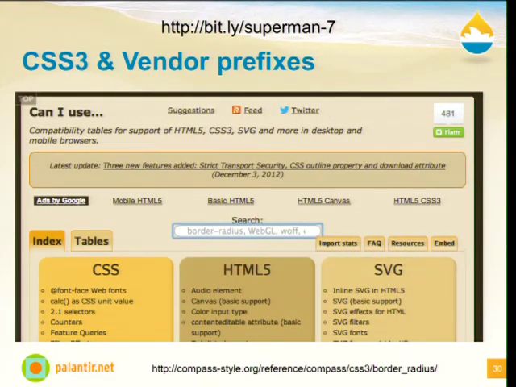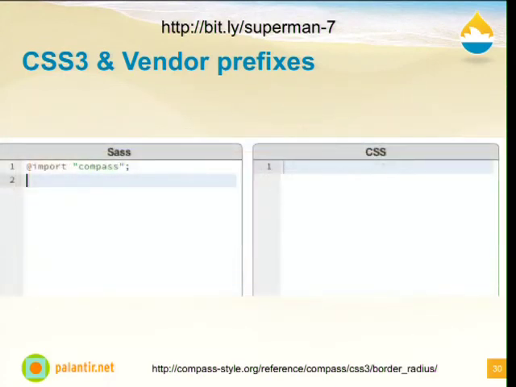Vendor prefixes. We've all used this site, I assume, caniuse.com or something like that, trying to find out what exact vendor prefixes I need for this exact CSS3 property. I can never remember, I have to go look it up. I hate that. So instead, we're just going to do @import "compass". Because with all these GUI apps and the command line, we've already installed Compass, so it's available.